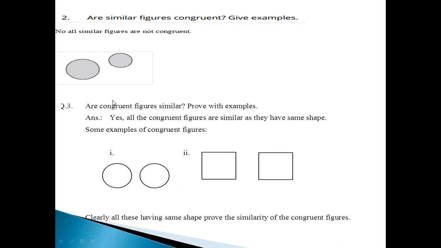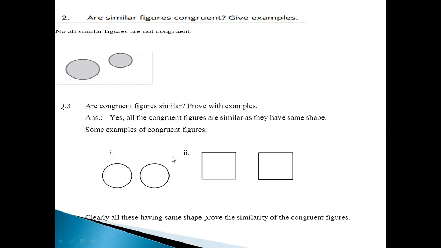Come to question number 3. Are congruent figures similar? Prove with example. Yes. How? All congruent figures also look the same. Congruent means same in measurement, same in shape. If they are the same in shape, then congruent figures are similar. But all similar figures are not congruent, because similar figures are the same in shape but not in measurement. In congruent, same in shape, same in measurement.